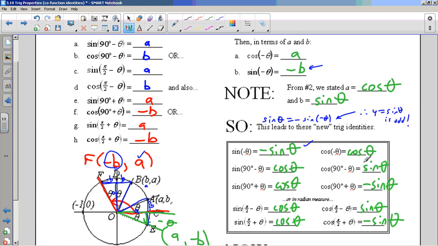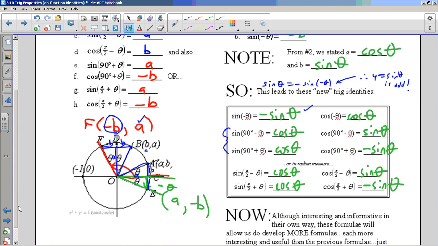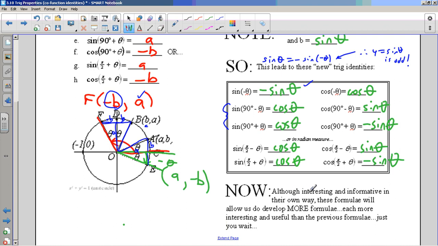This statement is the even statement. And then I get a whole bunch of, by the way, these are the same as these, except these are in radians, which are the ones we'll use mostly. These are called the cofunction identities. And like it says here, although interesting and informative in their own way, these formulae will allow us to develop more formulae, each more interesting and useful than the previous ones. Just you wait. It's going to be awesome.